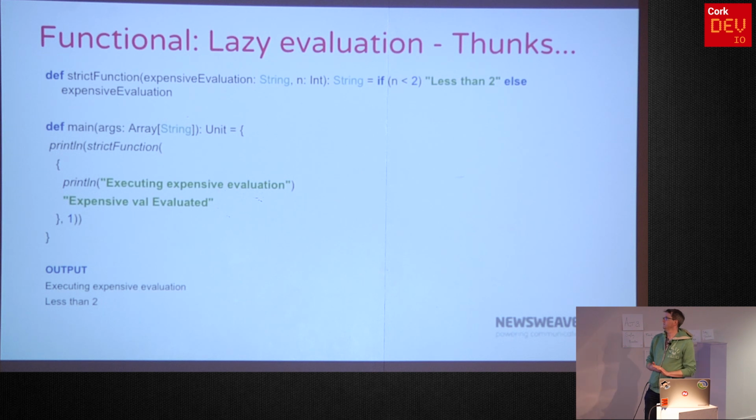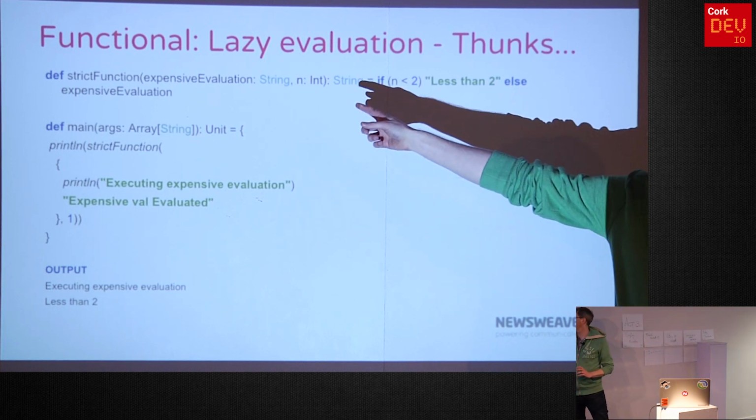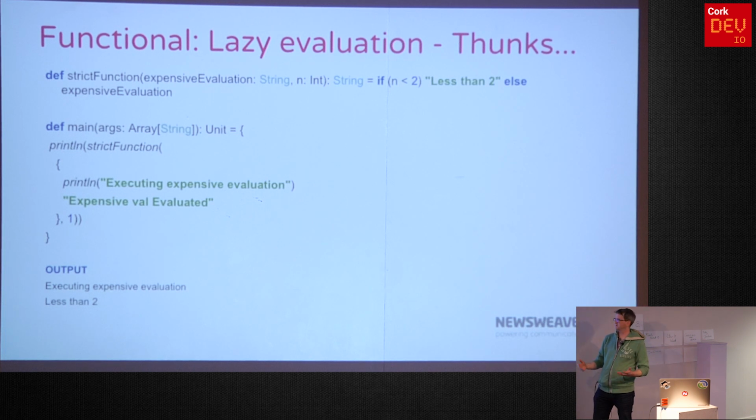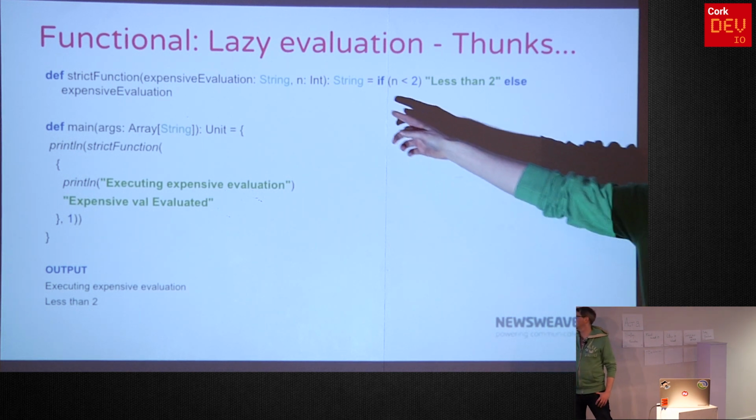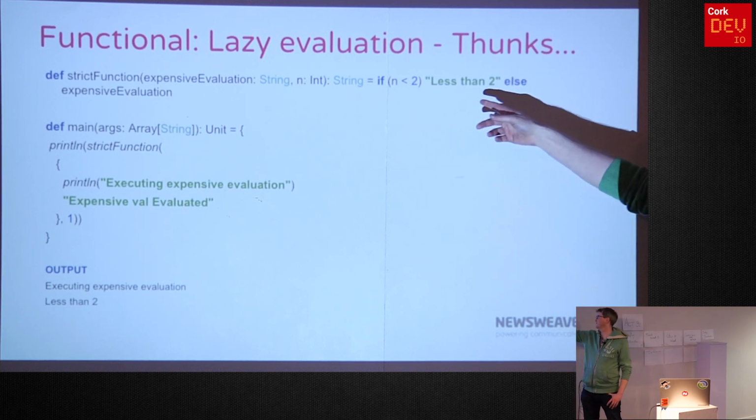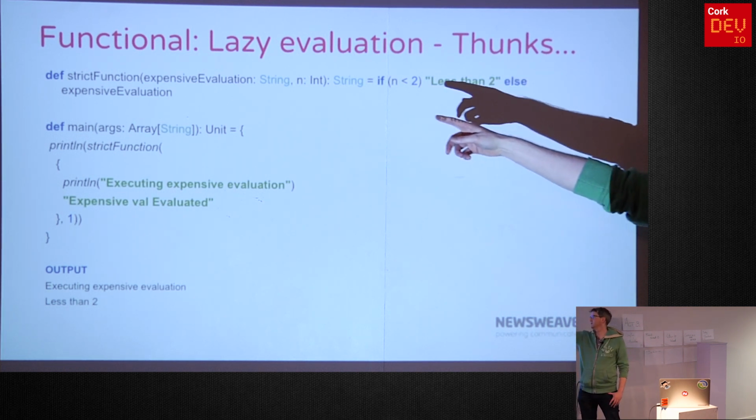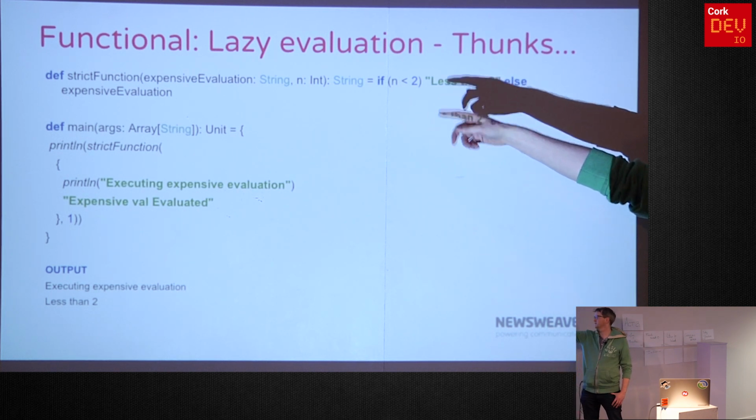You can also have lazy function parameters, which are often referred to as thunks, and are called non-strict function parameters. Just to show an example, this is a usual function with no laziness, just a strict function. It's taking this expensive evaluation string. I'm going to pretend that this is really expensive to evaluate, like going out and processing 1 million records. And then it takes this integer. It's a really simple function. If the integer is less than 2, it returns less than 2. Otherwise, it returns the result of the expensive evaluation that it gets as a parameter.